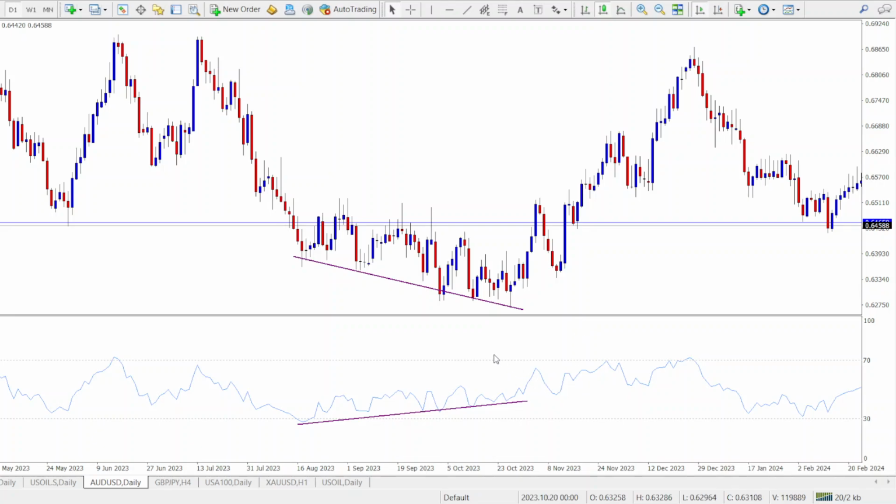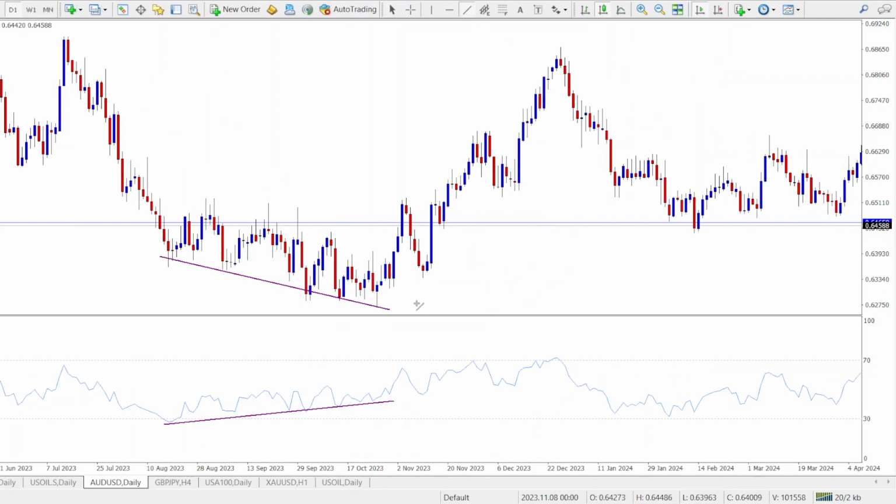This suggests that the selling momentum is getting weak. When price is making lower lows but the indicator is making higher lows, it indicates that the bearish momentum is getting weak and a reversal to the upside might be around the corner. And as we can see, just shortly afterwards, we actually had that bullish reversal. That's the reason why I said divergence is quite effective.